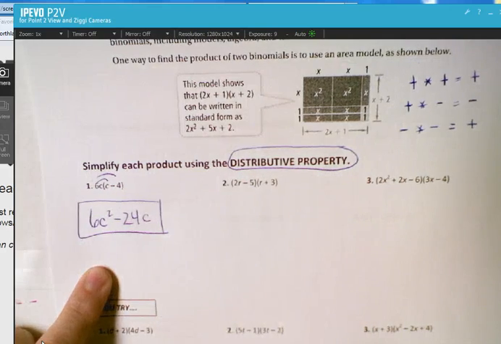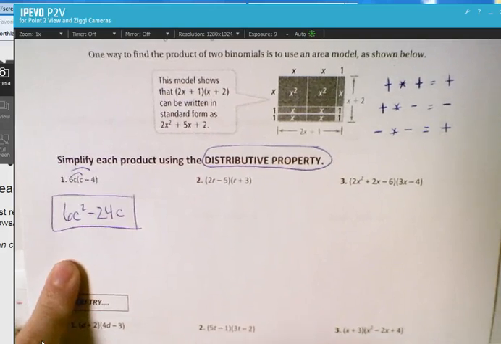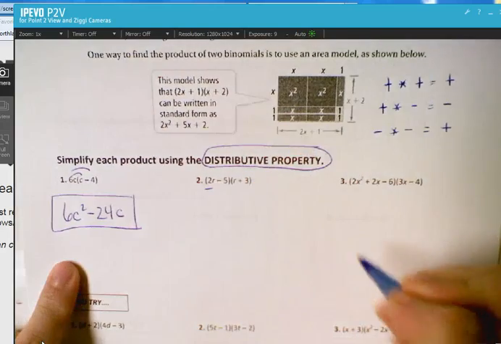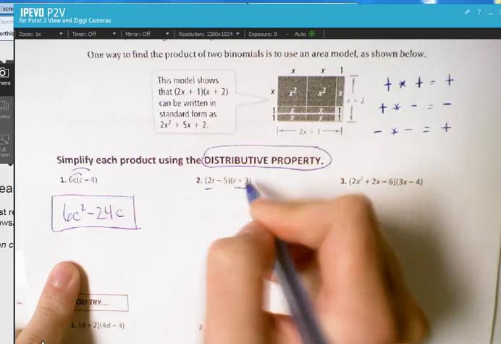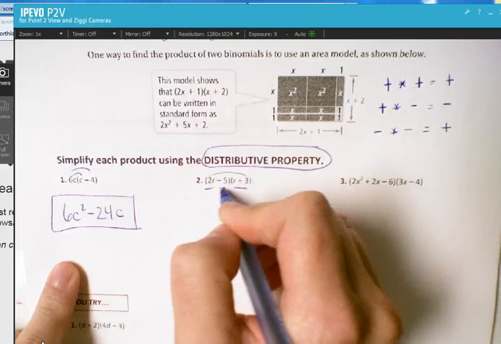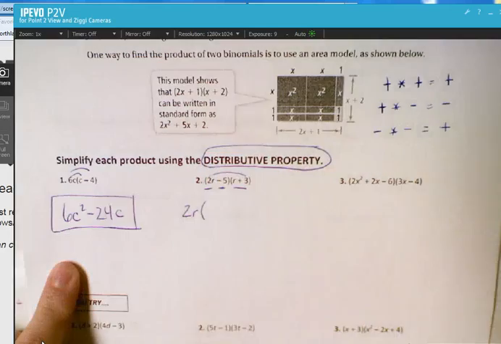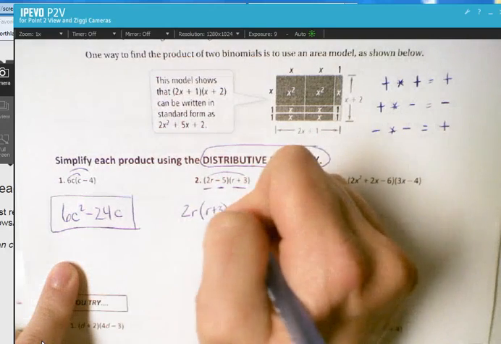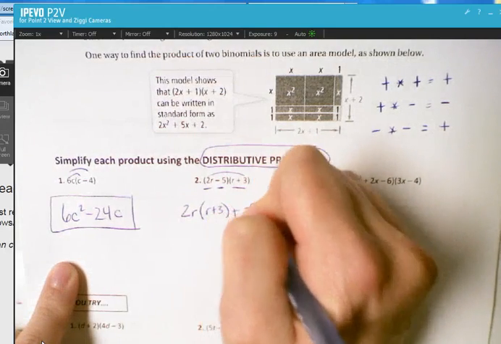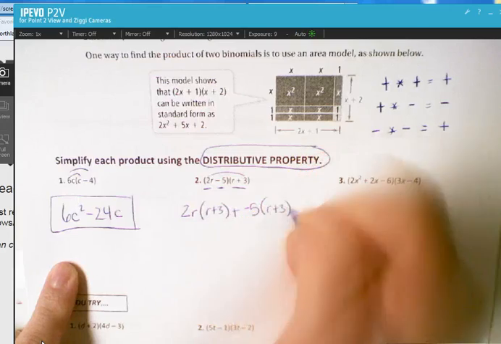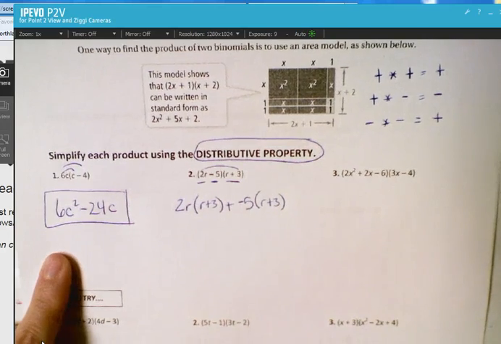The reason this works is the distributive property. So it says, hey, take every term inside this one and multiply it by this whole thing. Take every term and multiply it by the whole thing. So 2r times r plus 3, and a negative 5 times r plus 3. That's what the real distributive property does.